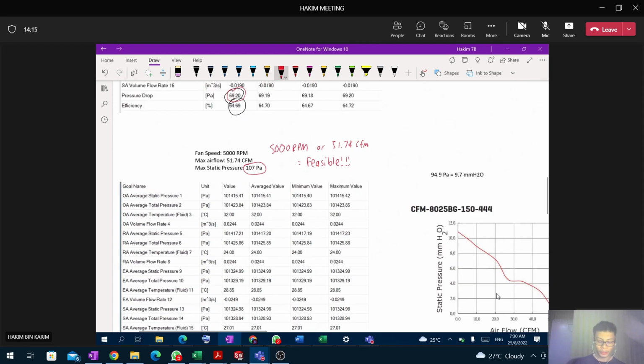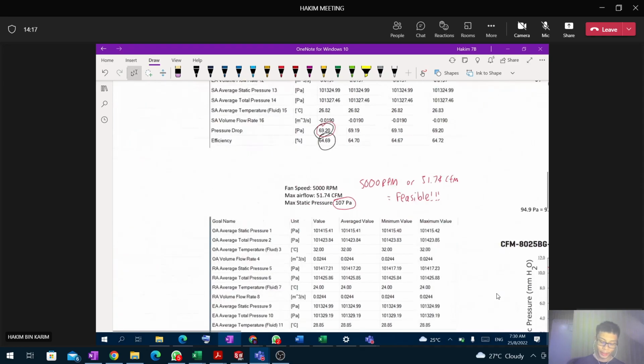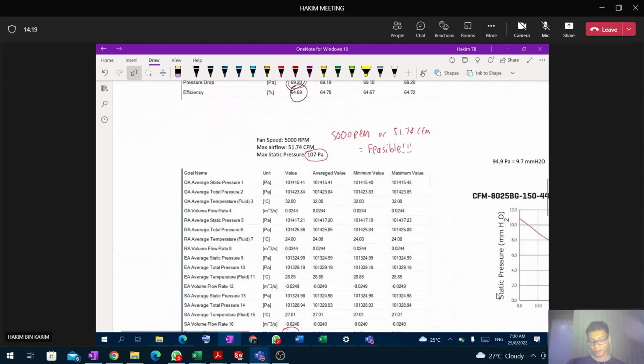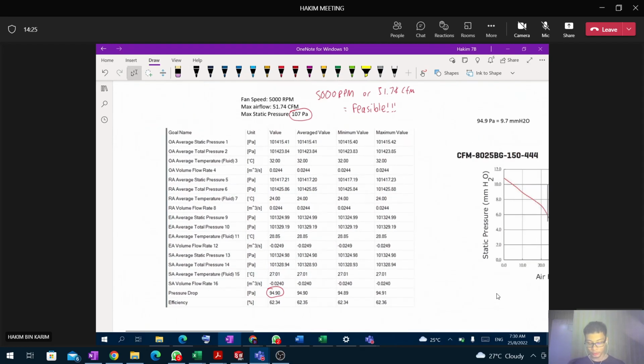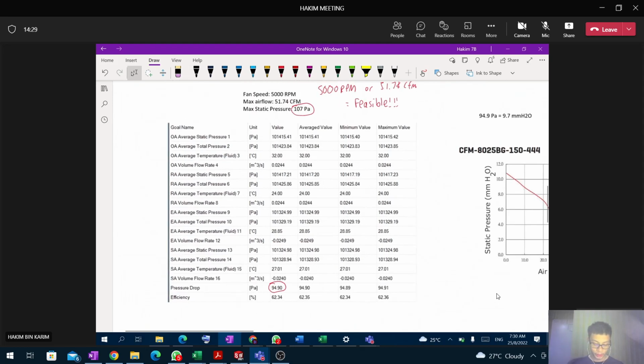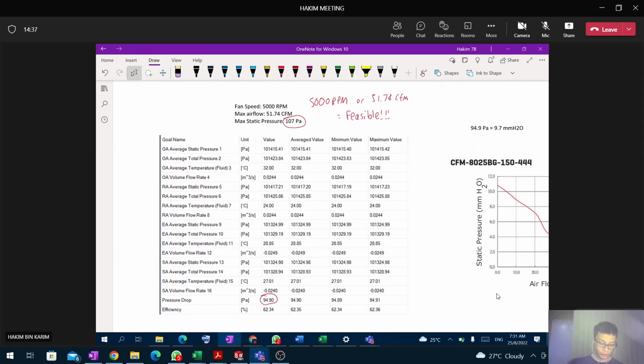Take note that I increased the gap of the plates to 2 mm, which is why the pressure drop is significantly reduced from the previous design. So the pressure drop is 94.9 Pascal, and the static pressure is 107 Pascal, which is higher than the pressure drop, so this is feasible. And also the efficiency is 62%.